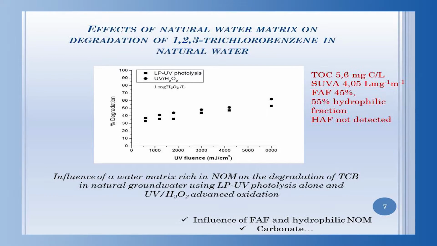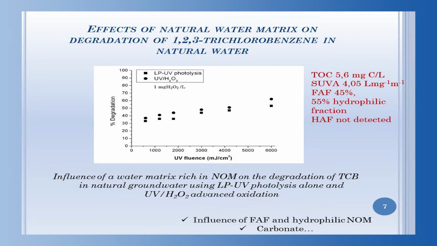The second part of the experiment was to investigate degradation of trichlorobenzene in natural water. This water has a high content of natural organic matter, which can be seen from the TOC values, and natural organic matter fractionation results show that in this type of water, the fulvic acid fraction was dominant and accounts for about 45%, while the humic acid fraction was not detected. We can conclude that these two types of water, synthetic and natural water, differ significantly in terms of humic and fulvic acid fraction presence. The results presented in this figure show a very small difference between UV photolysis alone and UV combined with hydrogen peroxide.